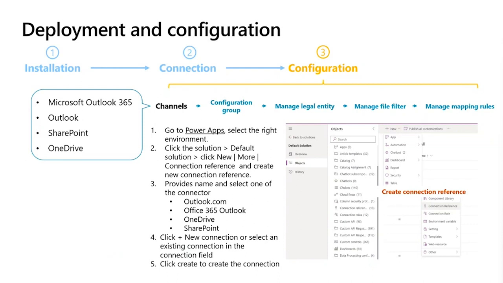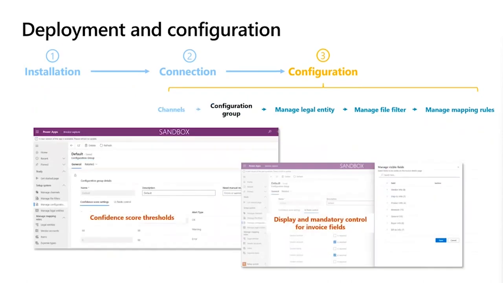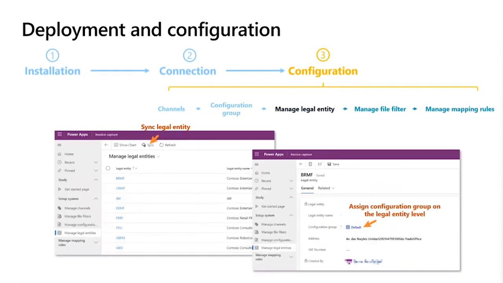Next, you'll create configuration groups. These configuration groups are where you'll be able to create different configurations for different requirements, and these will be associated with different legal entities. The same configuration group can be used for multiple legal entities, but you can have different configuration groups for each legal entity depending on your vendors, items, everything else. Next up from the app, you will need to come in and manage your legal entities.